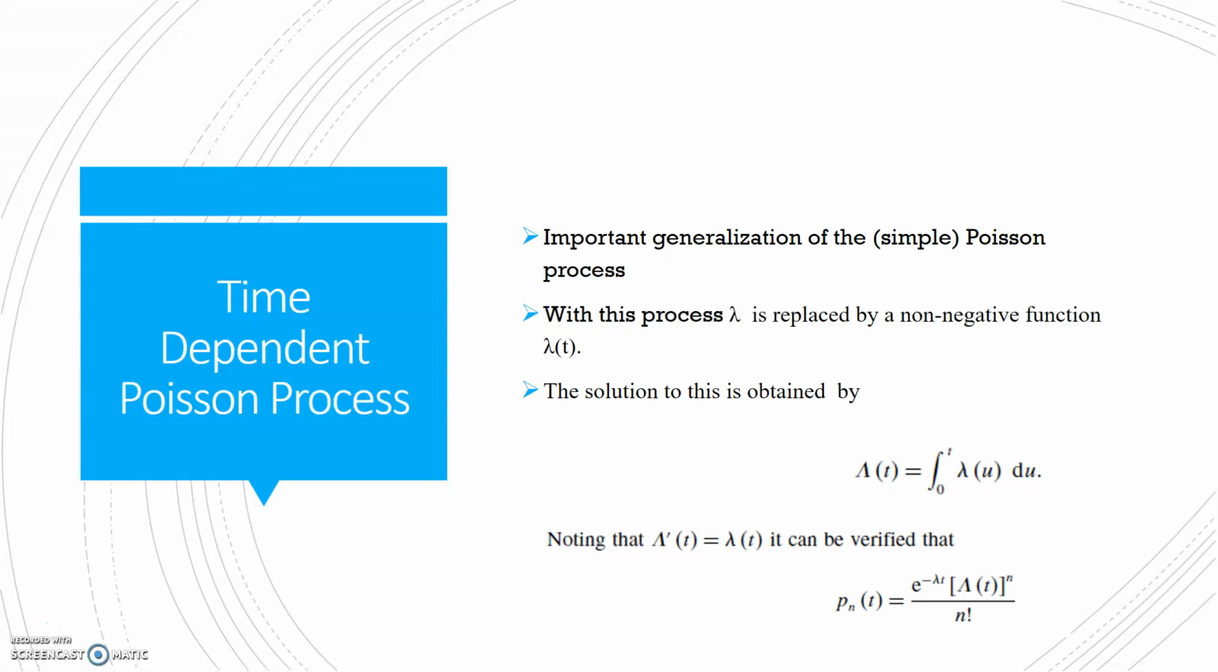And that can be verified by the formula below, which is basically Pn of t equals e to the negative capital lambda of t, times capital lambda of t raised to the n, over n factorial.